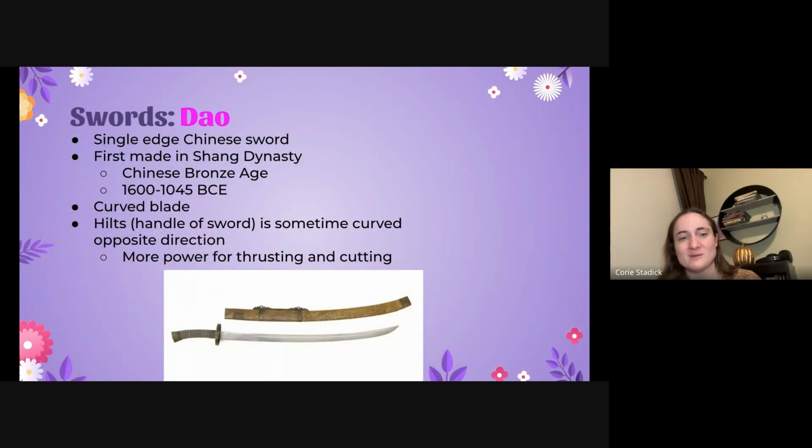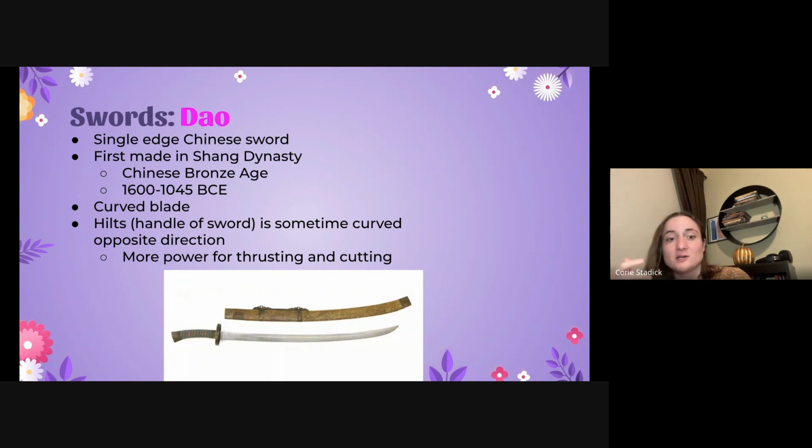All right, let's talk about some weapons. So the Dao. This is the single edge Chinese sword. It was first made in the Shang Dynasty. Shang Dynasty is also known as the Chinese Bronze Age. That was between 1600 and 1045 BCE.